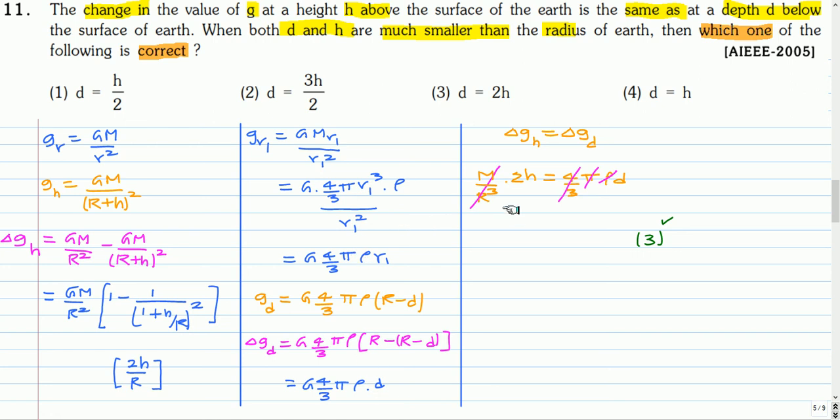So when the acceleration due to gravity at height h and at depth d are the same, we can equate these two and get a relation between h and d. So g will cancel, and simplifying we get 2h equal to d. So the correct option is option 3.